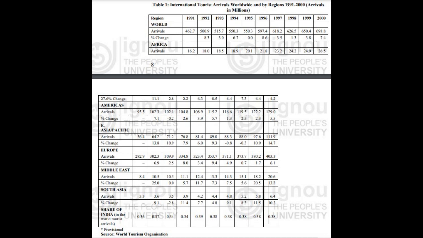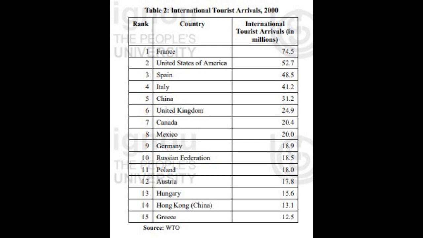Look at the screen. For a good marketer, it is essential to know where the tourists were heading from. These are the 15 top tourist generating markets. The answer is provided in Table 2, which gives you the figures for 15 top countries in terms of tourist arrivals in the year 2000. Table 2, International Tourist Arrivals, 2000.